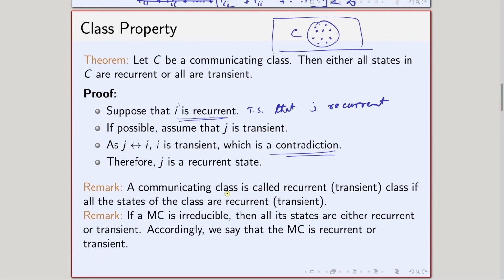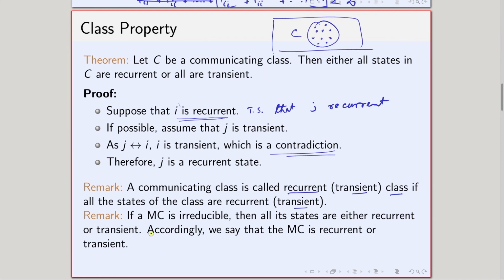For example, a communicating class is called a recurrent class if all the states of the class are recurrent. So we know that if one state is recurrent, all the states are, so in a communicating class all the states are either recurrent or transient. If the states are recurrent, then we call this communicating class a recurrent class. If the states are transient, we call it a transient class. If all the states in a communicating class are transient, we call it a transient class.